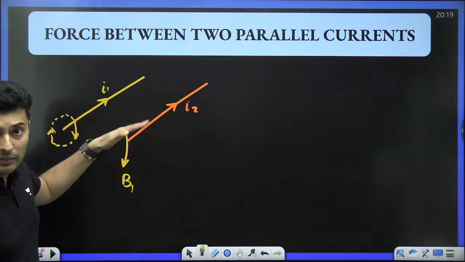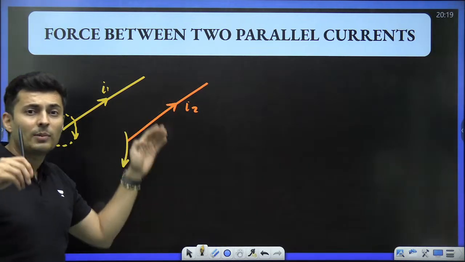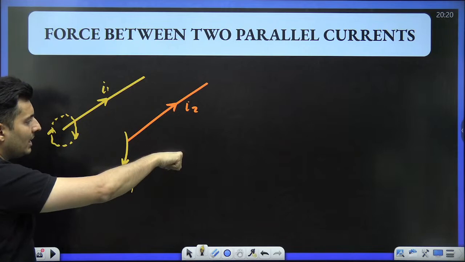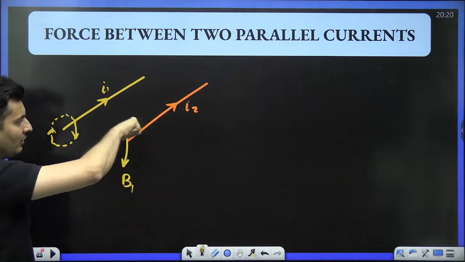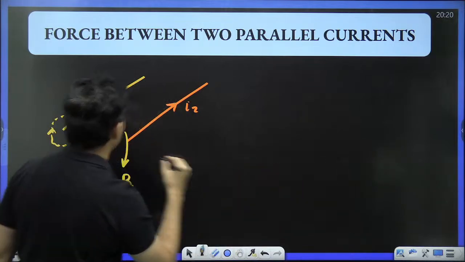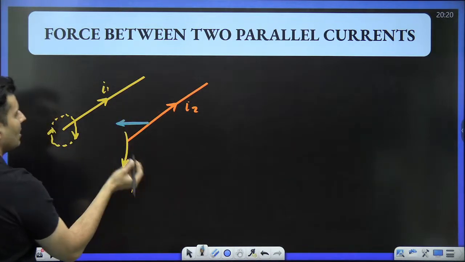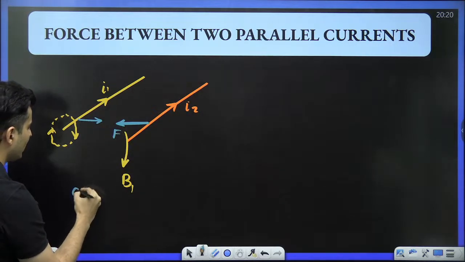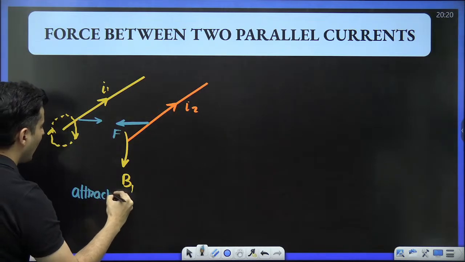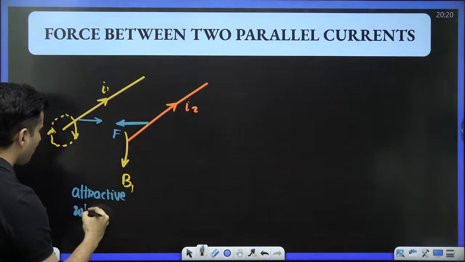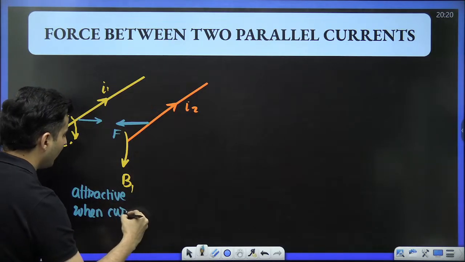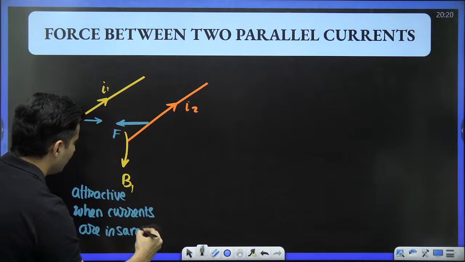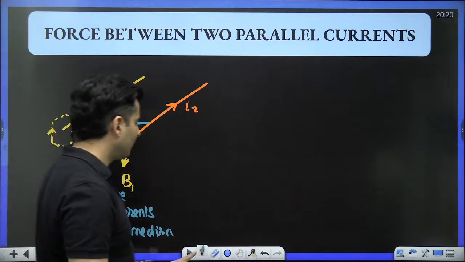Now this field will apply a force on this wire using the formula I L cross B, that is the force ILB. L is there, B is down. You can see the force is directed this way. Same logic, if I apply over here, I will get a force like this. This force is attractive when currents are in the same direction. That's when it is attractive.